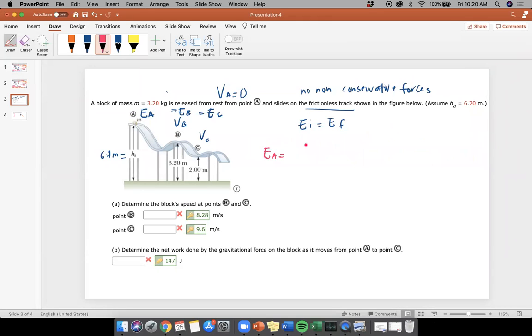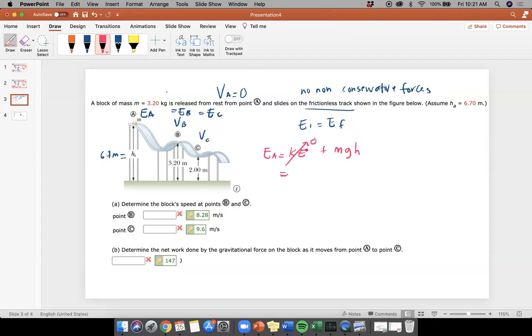So EA has kinetic energy? Does it? It starts at rest, so it's 0. Does it have potential energy? Yes, because it is at a height h. So mgh.